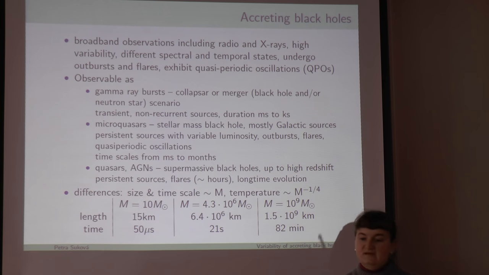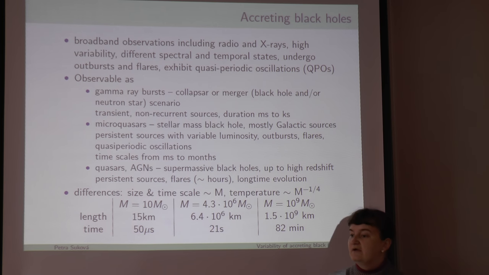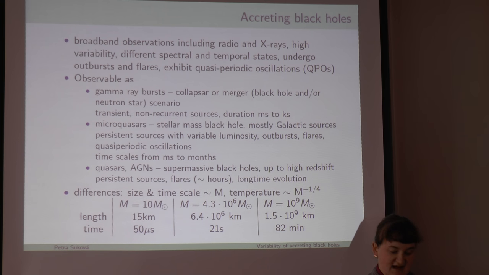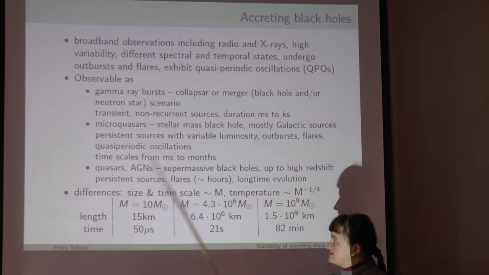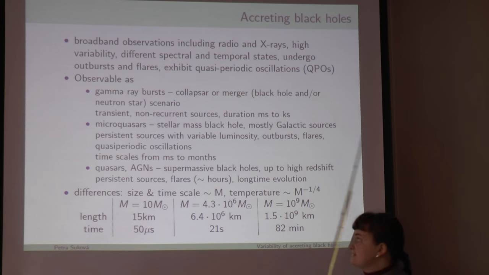Nowadays people generally agree that we can observe accreting black holes in several different objects in the skies. These are gamma ray bursts, microquasars, and quasars and AGNs, that means active galactic nuclei.